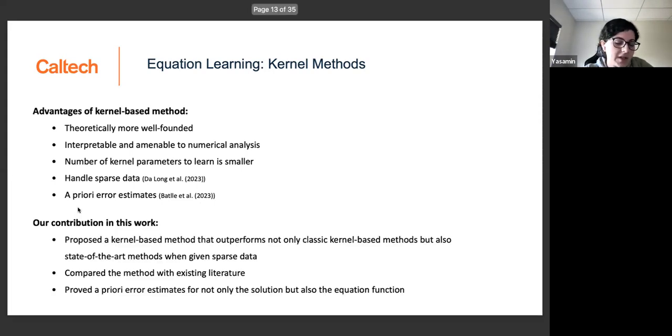And so on top of these things, what we did in this work was that we proposed a kernel-based method that outperforms not only classical kernel-based methods, but also the state-of-the-art methods, in particular when given sparse data. We also compared our results numerically to these methods. And we also proved a priori error estimates not only for the solution of the PDE, but also for the recovery of our equation function P.